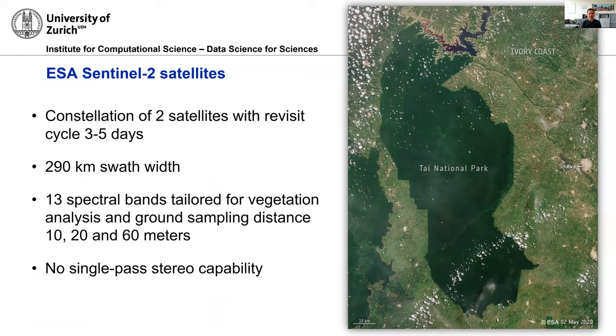Just a brief overview of the two sensors, the Sentinel-2 satellites and the JEDI sensor. So the Sentinel-2 satellites are a constellation of two satellites of the European Space Agency with a revisit cycle of 3 to 5 days of any place on Earth. Each image has a swath width of 290 kilometers. And the most important thing is that they are specifically tailored and designed to monitor vegetation. So each image has 13 spectral bands of 10, 20 respective 60 meter resolution. And they don't have any single pass stereo capabilities, so there's no depth that automatically comes with it.